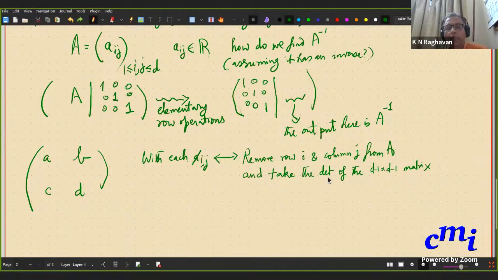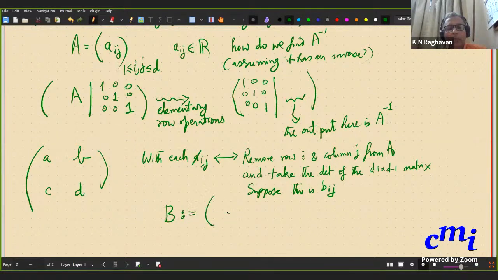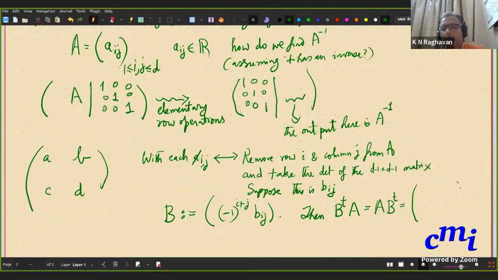The determinant is a number, right? Suppose this is b sub ij. Then the matrix B, I define it to be minus 1 to the power i plus j into b_ij. Then B transpose times A is equal to A times B transpose, and what you see here is the following matrix: determinant of A, determinant of A. It will be a scalar matrix. Okay, is this clear what I'm saying?